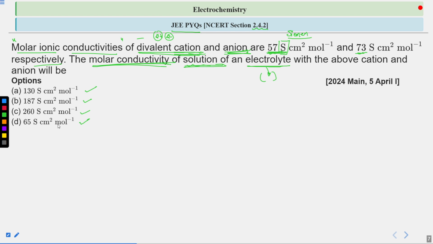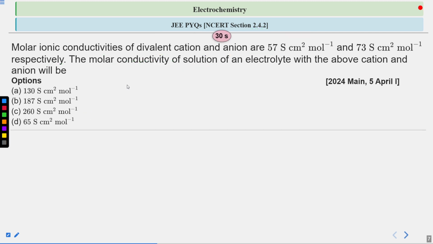So you have these four options for the value of the molar conductivity. We have been given the molar ionic conductivities of the cation and the anion, and when you combine these two to make an electrolyte and make a solution of the electrolyte, that solution's molar conductivity is what you have to identify. You have some time, try to solve it, and then we will come to the correct answer for this question.